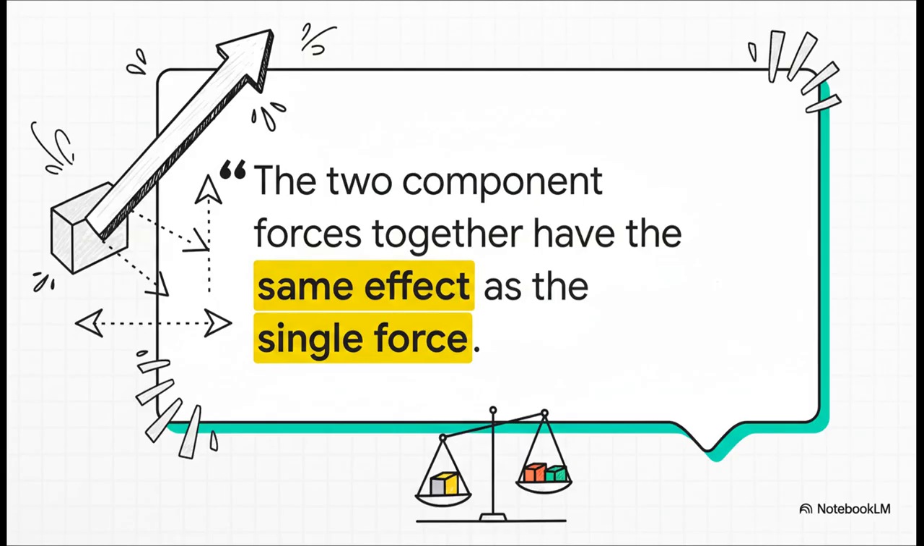And this is the most important part to remember. Those two separate parts, the horizontal and the vertical, when you put them together, they have the exact same effect as that original single-angled force. We haven't changed the physics of the situation at all. We've just looked at it from a smarter perspective. This is a powerful trick physicists use all the time to solve really tricky problems.